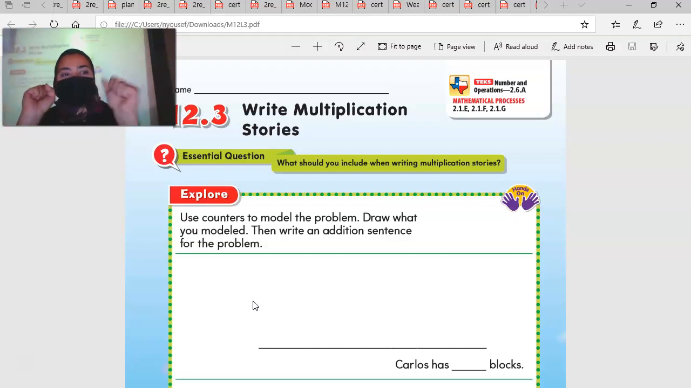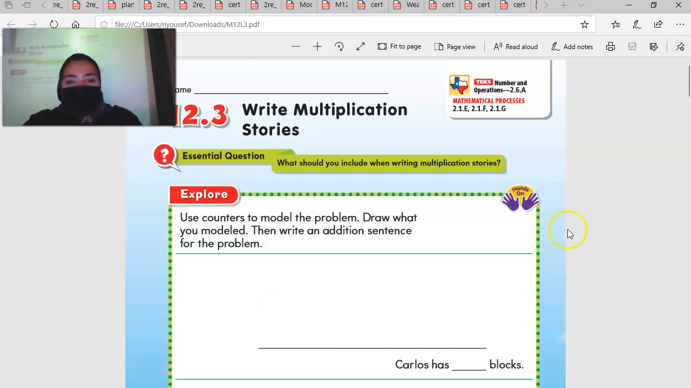5 times 1 is 5. 5 times 2 is 10. Everyone needs to be answering. 5 times 3 is 15. 5 times 4 is 20. 5 times 5 is 25. 5 times 6 is 30. 5 times 7 is 35. 5 times 8 is 40. 5 times 9 is 45. 5 times 10 is 50. Do you understand? Yeah. All right.